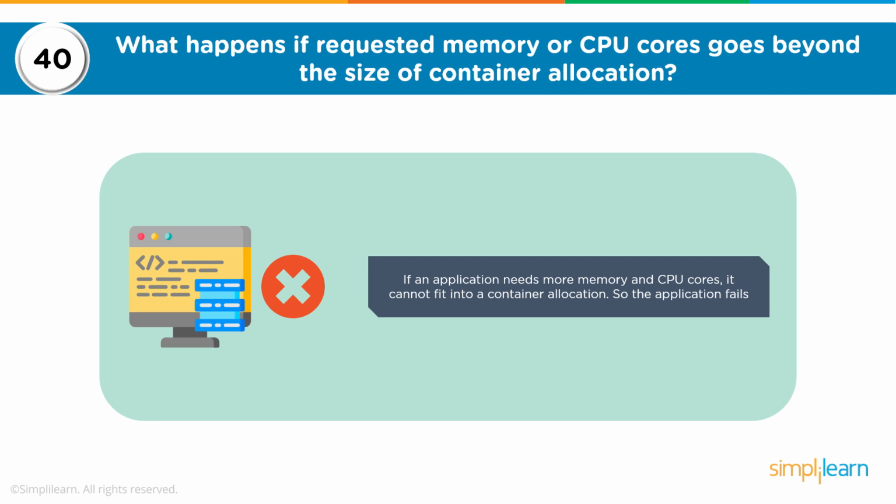Now within this RAM and CPU cores, you have the concept of containers, right? So a container is a combination of RAM and CPU cores. So you could have a minimum size container and maximum size container. Now at any point of time, if your application starts demanding more memory or more CPU cores, and this cannot fit into a container allocation, your application will fail. Your application will fail because you requested a memory or a combination of memory and CPU cores which is more than the maximum container size.